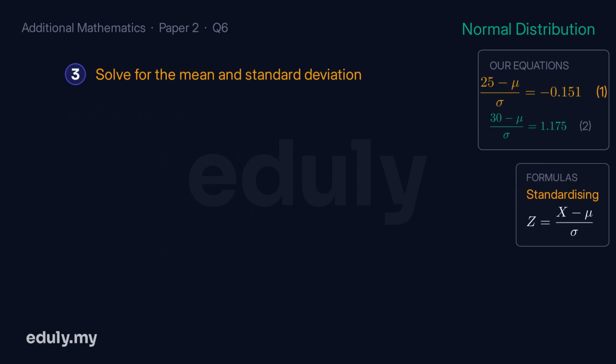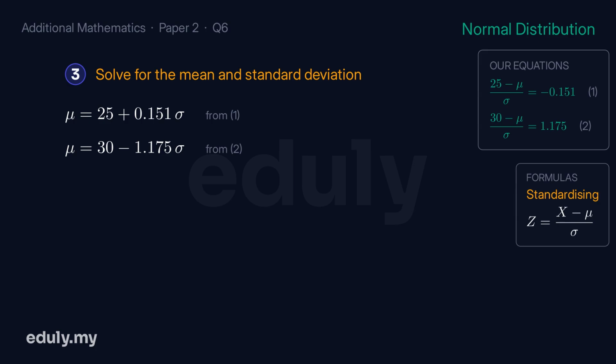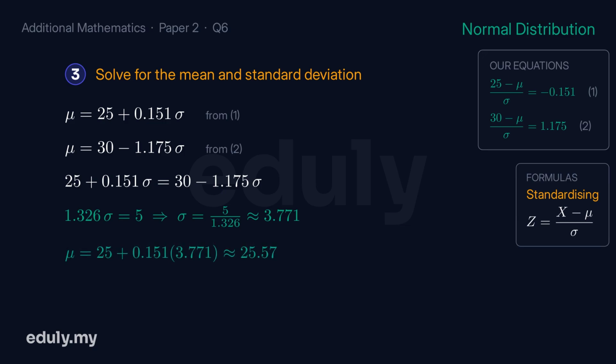Step 3. Solve our 2 equations together for the standard deviation and the mean. From equation 1, make the mean the subject. And do the same with equation 2. Both expressions equal the mean, so set them equal to each other. Collect the sigma terms and the numbers, and the standard deviation comes out at about 3.771. Put that back into either equation, and the mean is about 25.57.